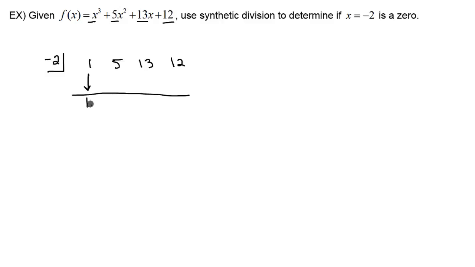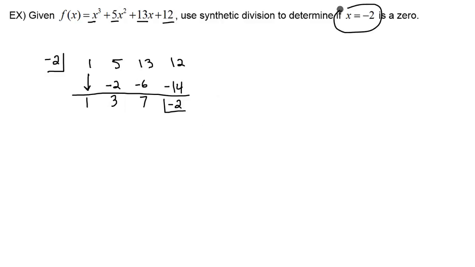So negative 2 times 1 is negative 2. I add these together, I get 3, and I bring it back. Negative 2 times 3 is negative 6. Add these two together, I get 7, and I bring it back. Negative 2 times 7 is a negative 14. I add these two together, and I get a negative 2. That's going to be my remainder.